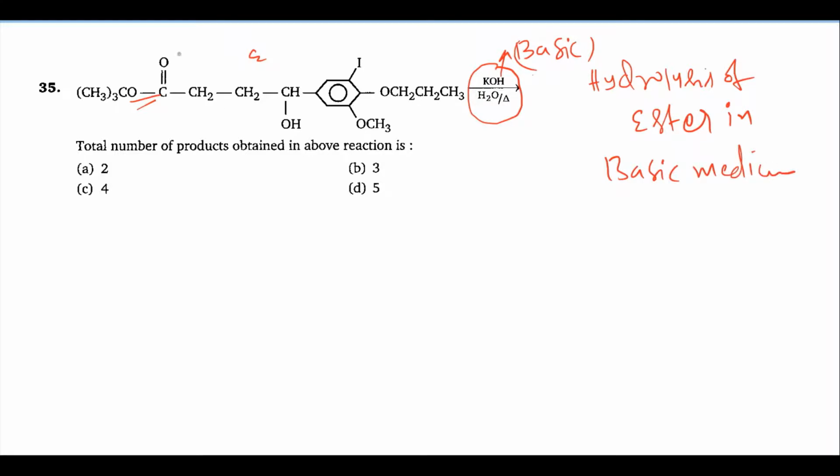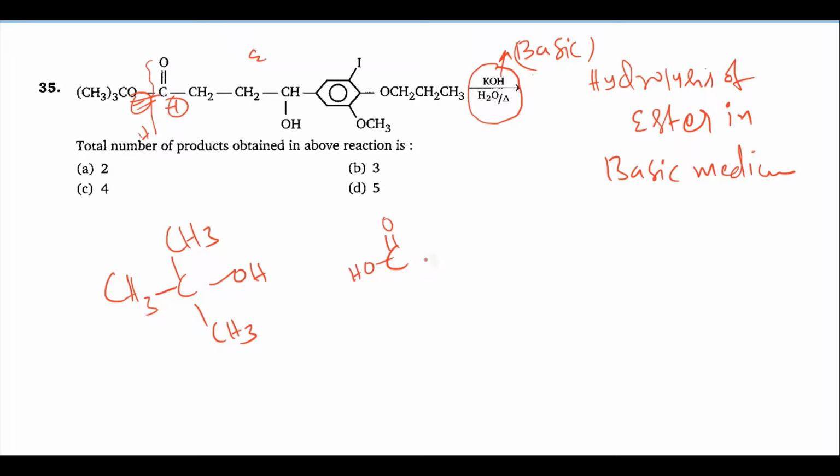Here the bond is going to break, basic medium, here positive charge is there, here negative charge is there, then you are going to get CH3, C, CH3, this is OH, this is negative, H plus is added, and here this is COOH. This is ester, basic medium ester hydrolysis. CH2, CH2, CHOH. So benzene ring, iodine.